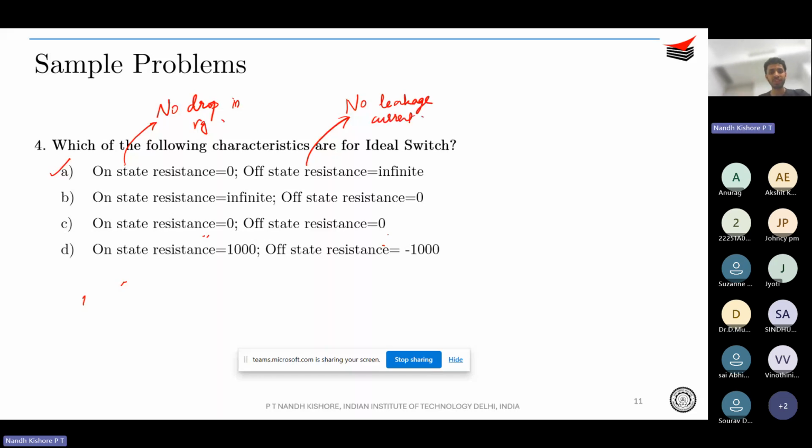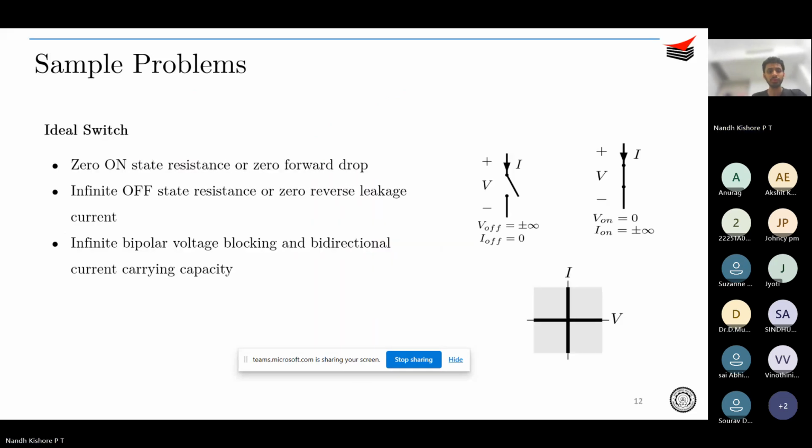I think this is pretty simple for all of us. These are the characteristics of an ideal device, and of course it can conduct in all four quadrants seamlessly. Okay, bidirectional voltage and bidirectional current.